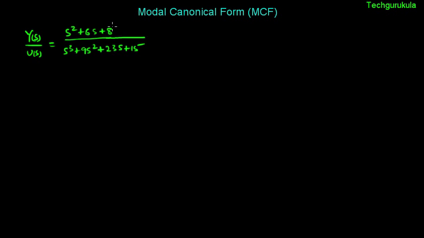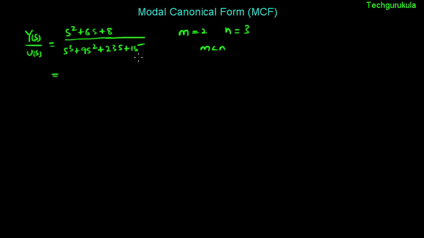For a system represented by this transfer function, where the numerator polynomial order is 2 and the denominator polynomial order is 3, where m is less than n, how do we find the modal canonical form? To do that, as m is less than n, we can directly find the partial fractions for this particular function. Before we do that, we need to find the roots of the denominator polynomial.